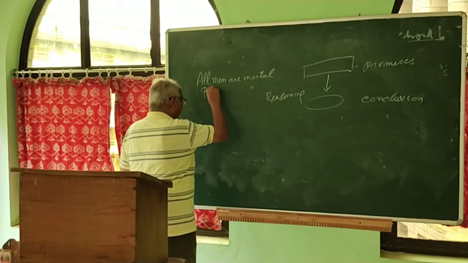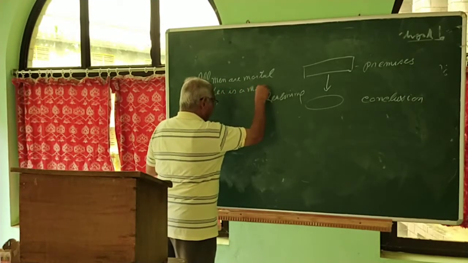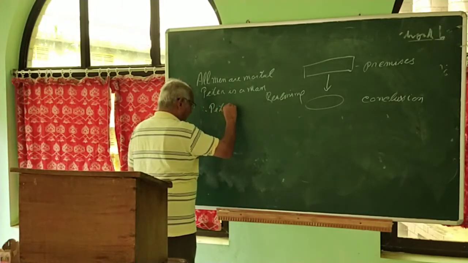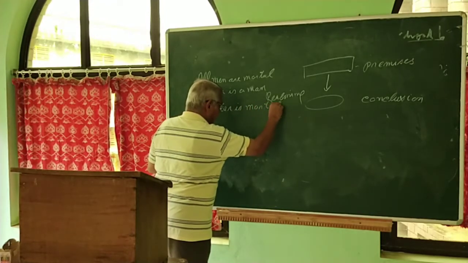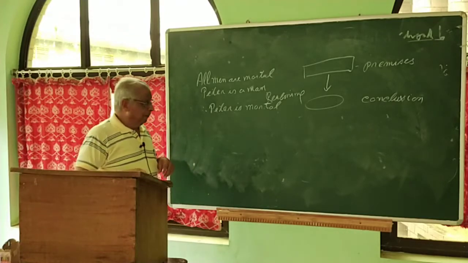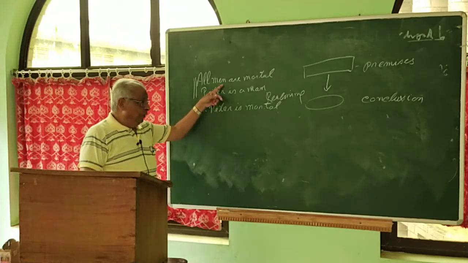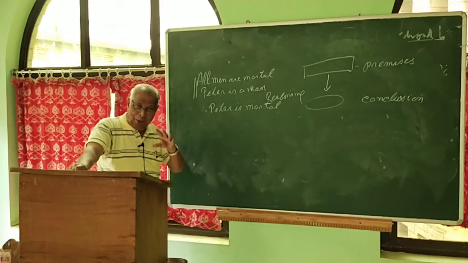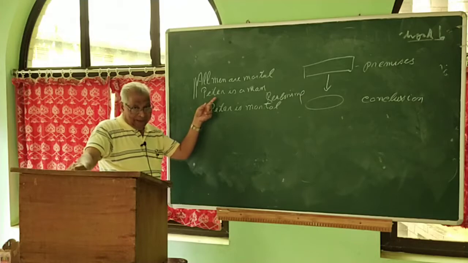Peter is a man. Therefore, Peter is mortal. Now, what is given here? These two are given. These two we know for certain. All men are mortal. I know for certain. I have no doubt. And I also know Peter is a man.